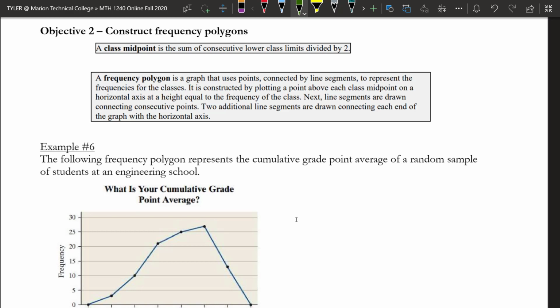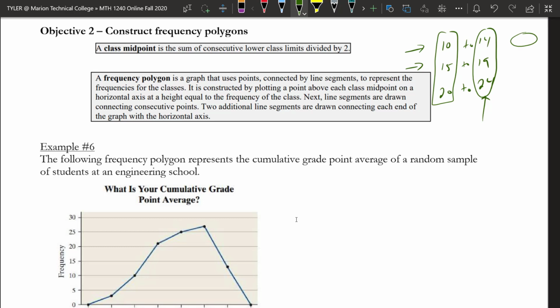So if you have classes like, let's say, 10 to 14, and then 15 to 19, and so forth, and then 20 to 24. Remember that these values here are the lower class limits, where these values here are the upper class limits, right? So we want consecutive ones, meaning two classes in the same order. To calculate the class midpoint, you would take 10 plus 15 and then divide by 2 to get this class midpoint, and so forth.